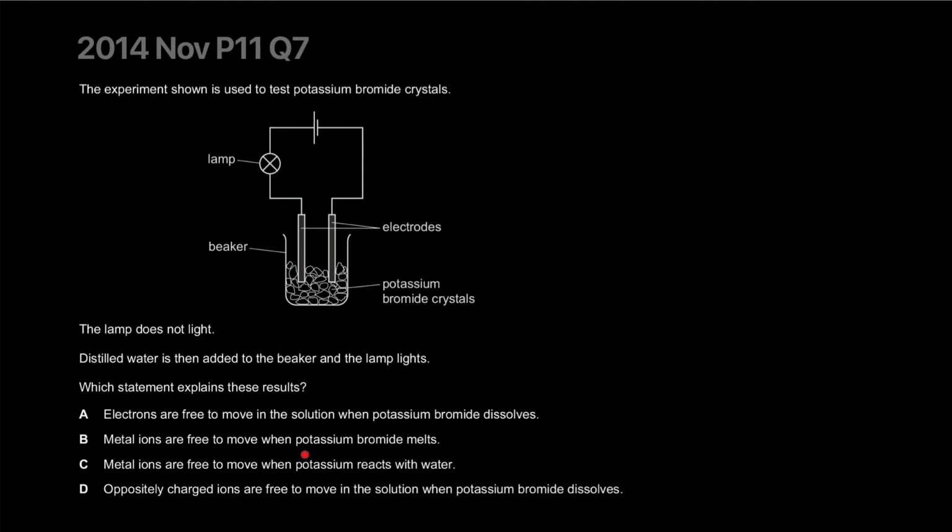When potassium bromide melts? When potassium bromide dissolves, not melts. So you're adding water. Reacts with water? Close, but it's actually dissolving in water. Oppositely charged ions, true, not just metals, are free to move in the solution when potassium bromide dissolves. Absolutely. D is our correct answer.